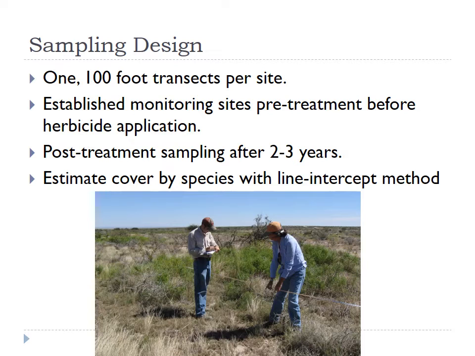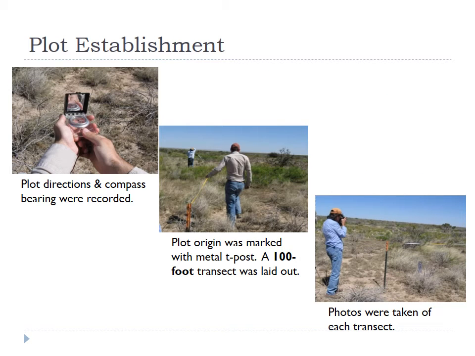Also, the method that was used here was line intercept. Don't confuse that with line point intercept. Line is where you actually look for canopy cover all the way along the line, not at points along the line, but just the cover across the line. So I'll explain that more. The treatments. So we'll get a chance to look at some of those photos.